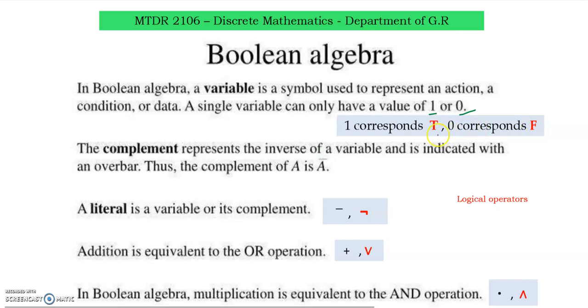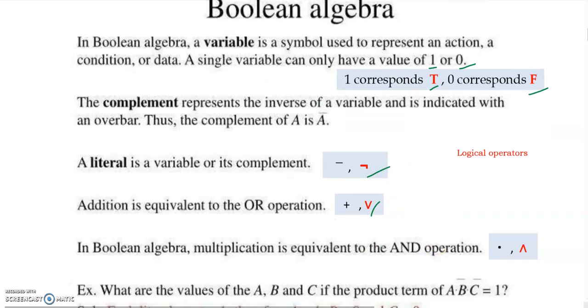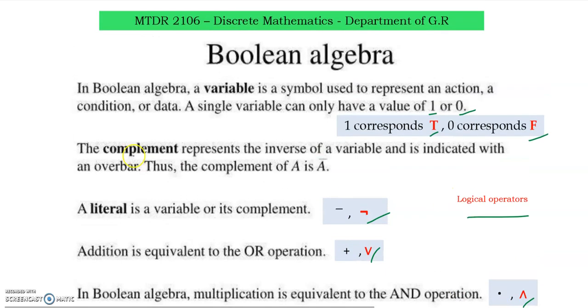These red color marks we are using in logical expressions. That's why these are called logical operators. This T, F, see this complement, this OR or disjunction, this is called AND or conjunction. These red color marks we will use in logical expressions, that's why these are all called logical operators. Here 1, 0, these symbols are called the Boolean operators. Now we'll see one by one.